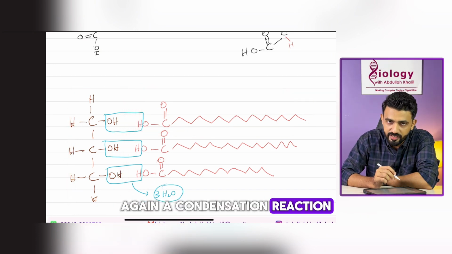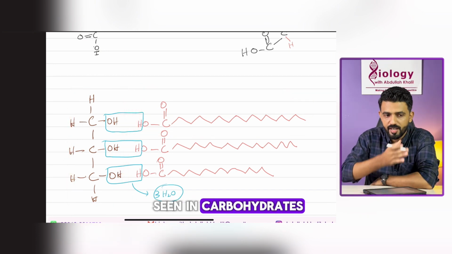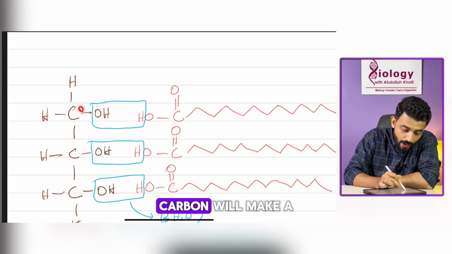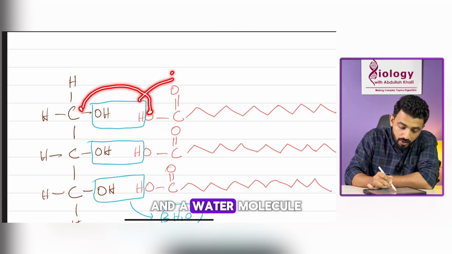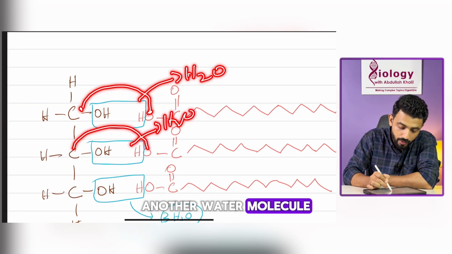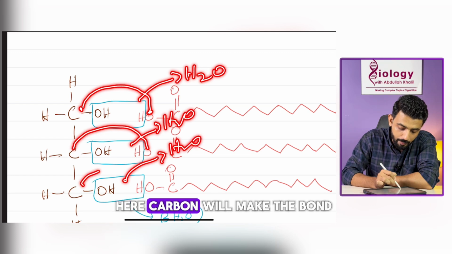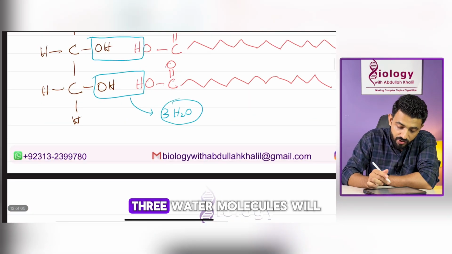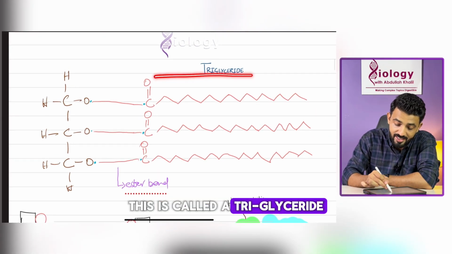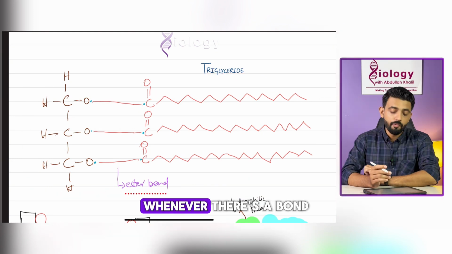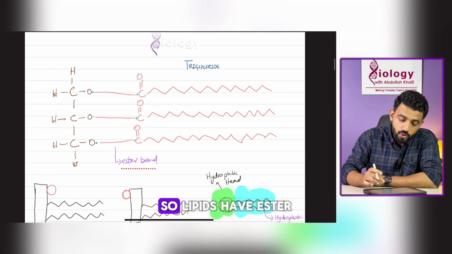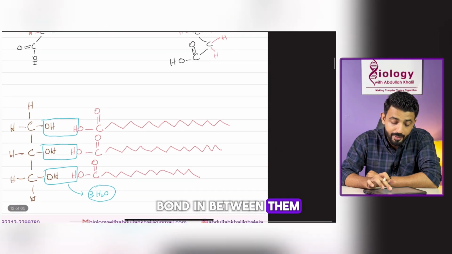Again, a condensation reaction will take place, just like we have seen in carbohydrates when the glucose units were joining up. A similar condensation reaction will happen here. Carbon will make a bond with this oxygen and a water molecule will be lost. Again, carbon will make a bond with this oxygen, another water molecule will be gone here. Carbon will make the bond with this oxygen. So 3 water molecules will be lost, and in turn you will get a structure like this. This is called a triglyceride, a simple lipid. Whenever there is a bond between alcohol and acid, this bond is called the ester bond. So lipids have ester bonds in between them.